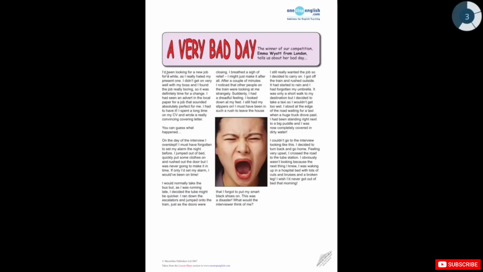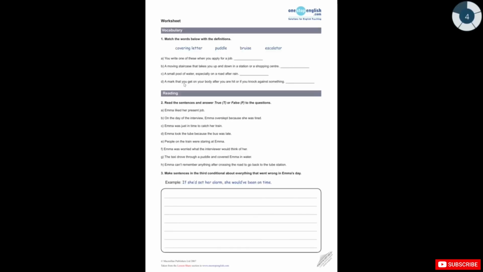Let's decide. "I'd been looking for a new job for a while as I really hated my present one." Let's look at this. So Emma liked her present job. Well, no. So we know that this is false. So I would help the student to go through this, just the first one. If they seem to be struggling, maybe I would do the first 2, and then I would let them go through the rest on their own.